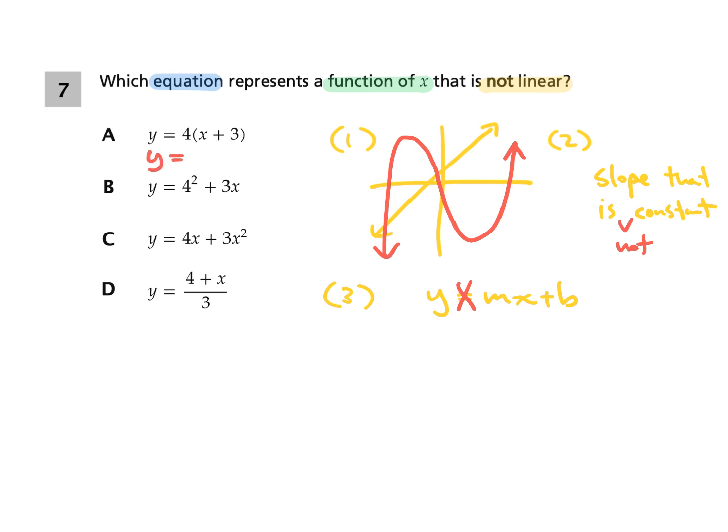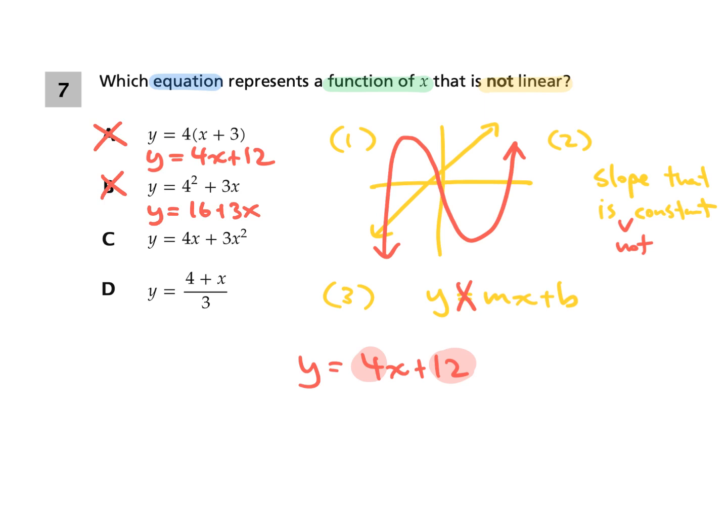All right, A, y equals 4x plus 12. Whenever I see parentheses, I have to distribute. Now, A fits the form, right? Because we can rewrite it as y equals 4x plus 12, as we did. And you can quickly see that this is the slope, this is the y-intercept, and you're done. So A is linear. B looks not linear at first, but just evaluate 4 squared. That's 16 plus 3x. It doesn't matter that it's in a different form. It's still y equals mx plus b. So B's out.